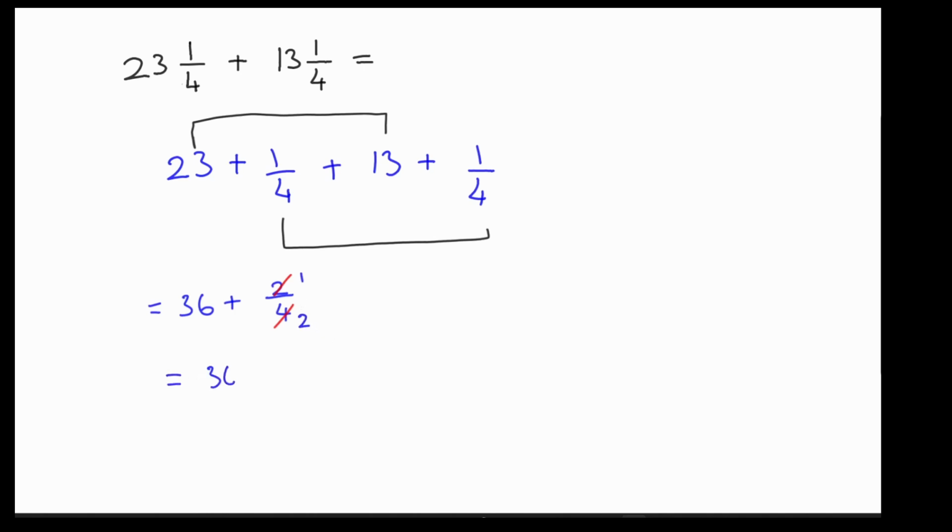And we get 36 plus 1 over 2, which you can write as 36 and 1/2. And then from yesterday we can convert that into an improper fraction. We're just going to do 2 times 36 and then we're going to add the 1. So that's 2 times 36 is 72 plus 1 is 73 over 2. This is our final answer.